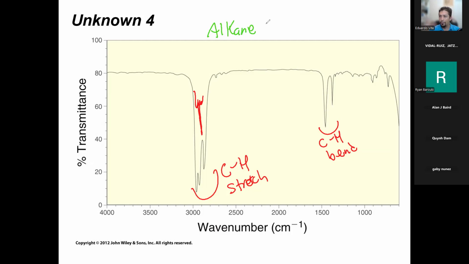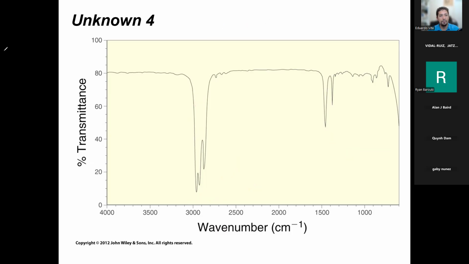If we had a formula, we could confirm. But just based on the absence of anything else, we can conclude safely that this is an alkane. We don't have anything else to go off of. We need a formula or a structure. Otherwise, this is all we can say. Maybe we're wrong, but with the given evidence, that's all we have. Okay, let's look at the next one.